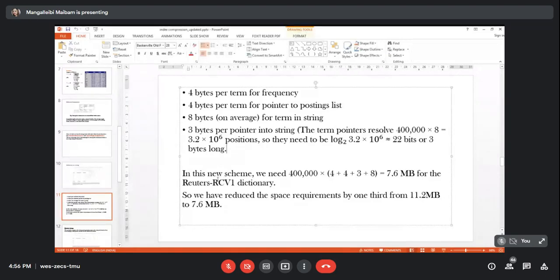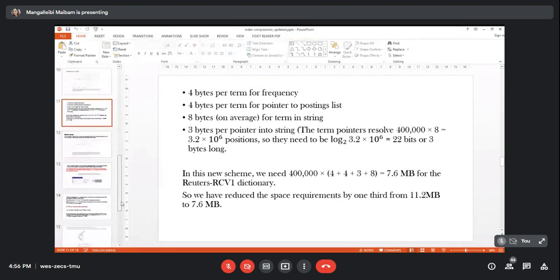Now we will check the storage. We have about 4 lakh terms. So 4 bytes for frequency, 4 bytes for term pointer. On an average, we are taking about 8 bytes for an English term and 3 bytes for term pointer. When you calculate this, we get 7.6 MB. So using the fixed-width scheme, we already got 11.2 MB. Now using dictionary as a string, we got around 7.6 MB.